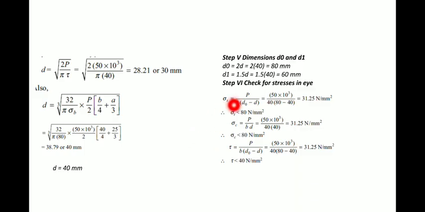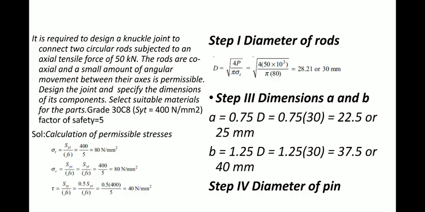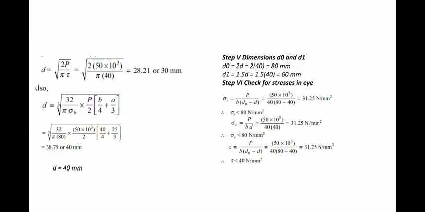Now sigma t is equal to P upon b in bracket d0 minus d, which is 31.25, which is less than 80 Newton per mm square. From where we are getting this 80 Newton per mm square? If we see here, sigma t is equal to 80 Newton per mm square. So sigma t after stress calculation should be less than 80, sigma c should be less than 80 and tau should be less than 40. So let us see the next one. Sigma c is equal to P upon bd, which is 31.25, again less than 80, so design is safe.